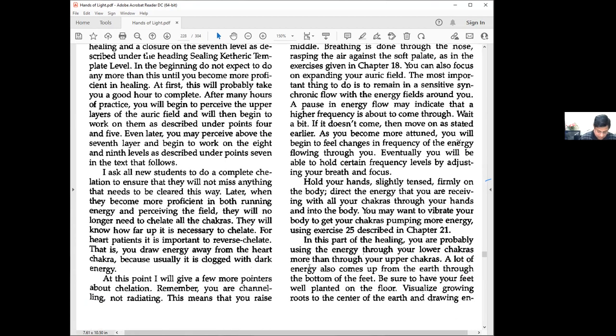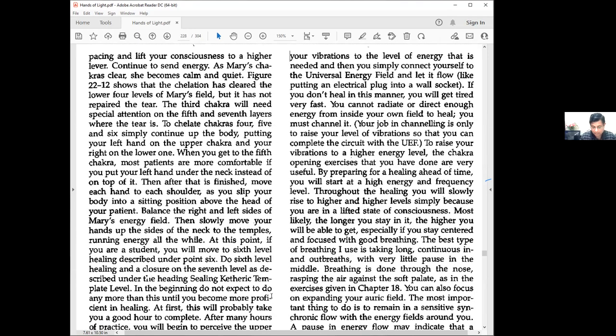At this point, I will give you a few more pointers about chelation. Remember, you are channeling, not radiating. This means that you raise your vibrations to the level of energy that is needed, and then you simply connect yourself to the universal energy field and let it flow, like putting an electric plug into a wall socket. If you don't heal in this manner, you will get tired very fast. You cannot radiate or direct enough energy from inside your own field to heal. You must channel it. Now, this is important.